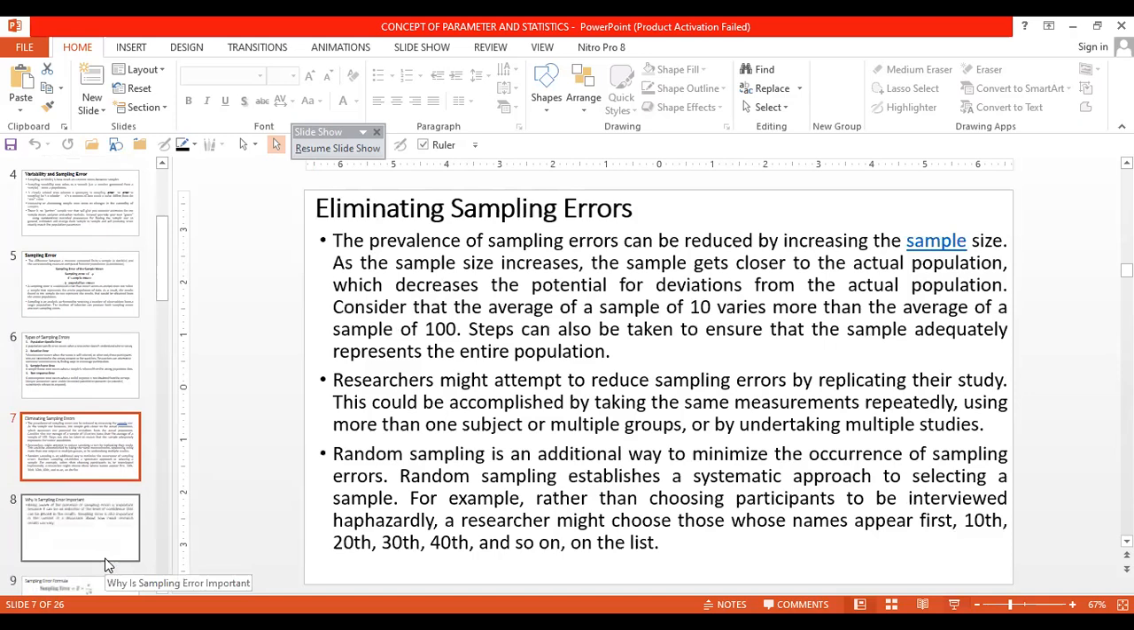Then I'll move on to look at how we can eliminate the sampling error. We looked at it the other time, and we said that we can reduce the sampling error by increasing the sample size. And we said as the sample size increases, the sample gets closer to the actual population. And this reduces the potential for deviation from the actual population.